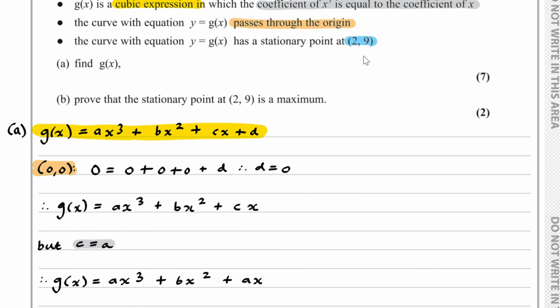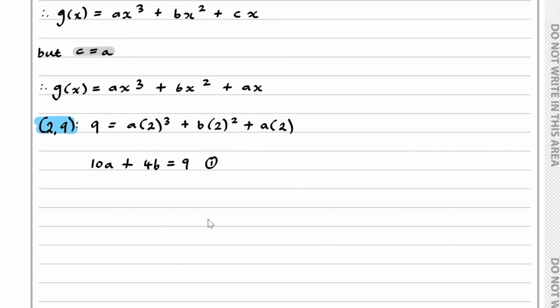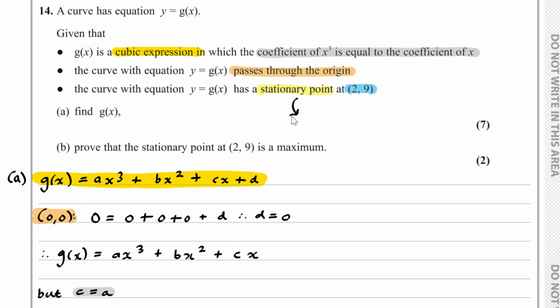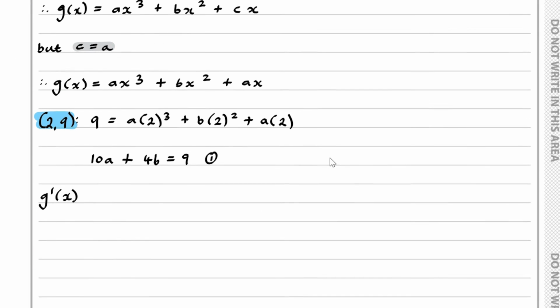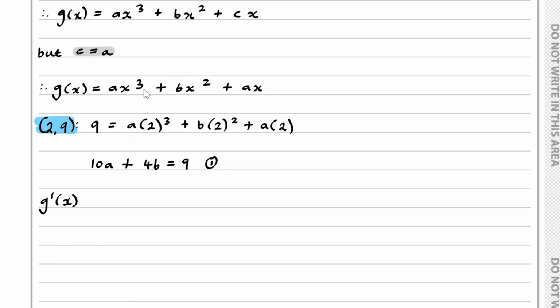And we also know that the curve has a stationary point at x equals 2. So if we differentiate this, remember the word stationary point suggests to us that dy over dx is equal to 0, or in this case, g dash of x is equal to 0. Differentiating, we have g dash of x equals 3a x squared plus 2b x plus a.